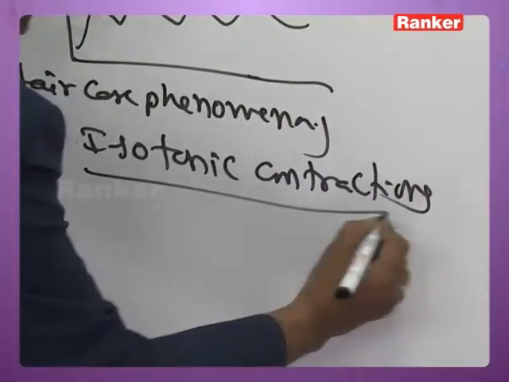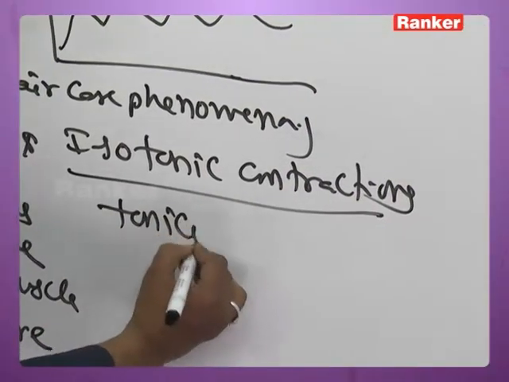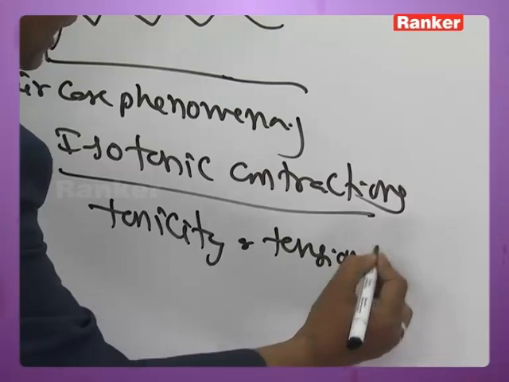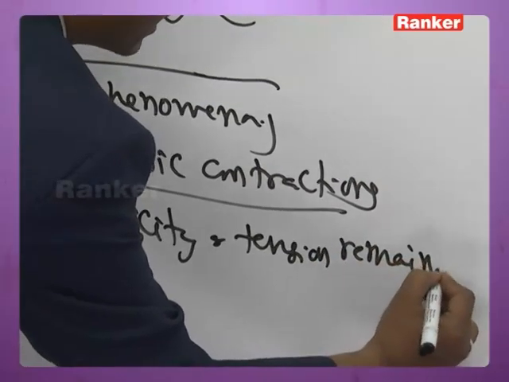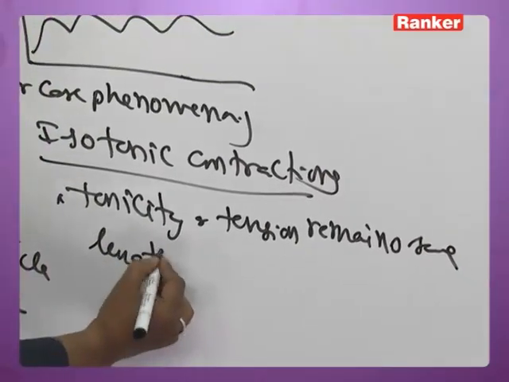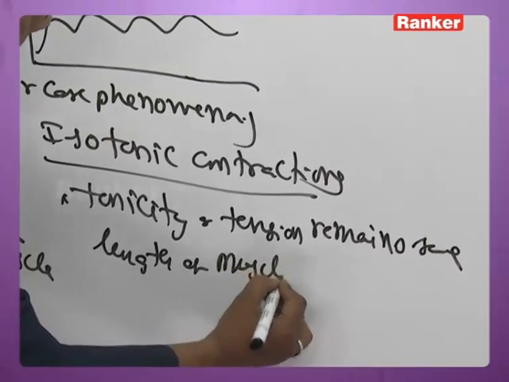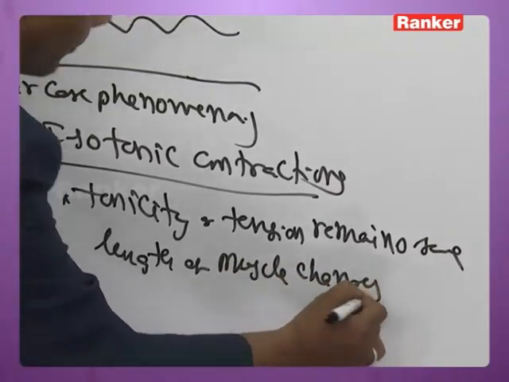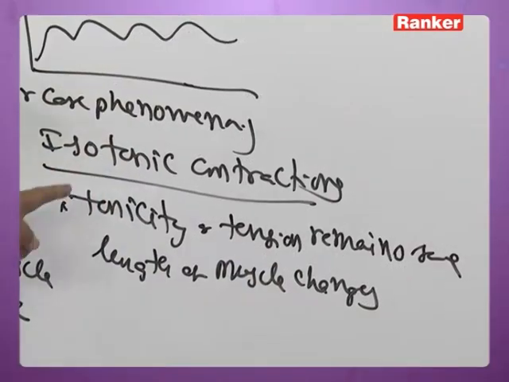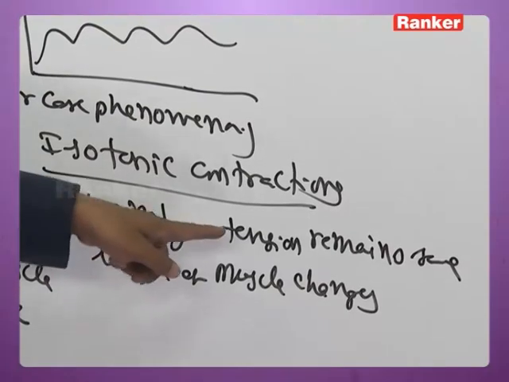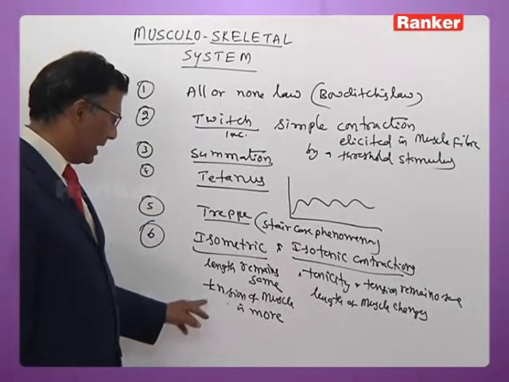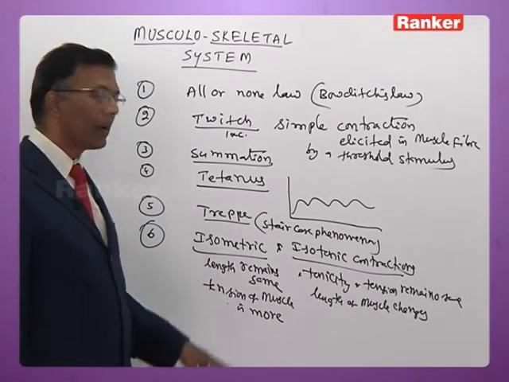Now isotonic contraction: the tonicity of the muscle, that is tension, remains the same, but the length of the muscle changes. It is called isotonic contraction. Tonicity or tension of the muscle remains the same, but the length of the muscle changes. You call it isotonic contraction. If length remains the same, you call it isometric contraction.